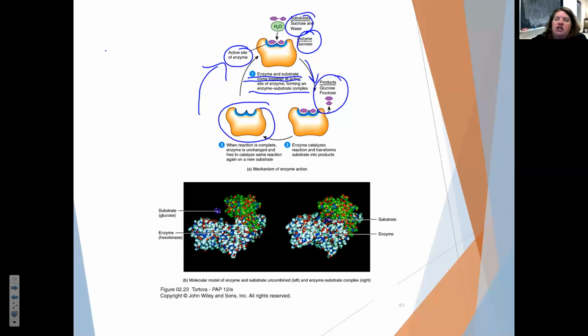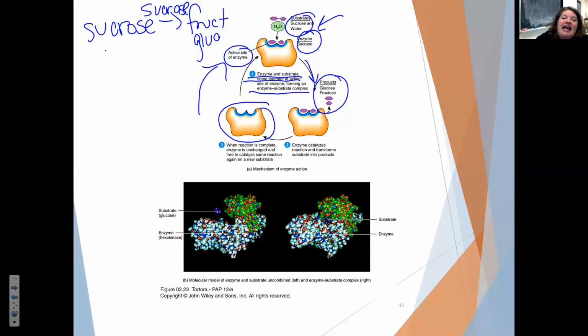Why do we say water is a substrate for this enzyme? Because this is hydrolysis. Sucrose breaks down into fructose and glucose by the action of the enzyme sucrase. And since this is hydrolysis, water breaks apart.